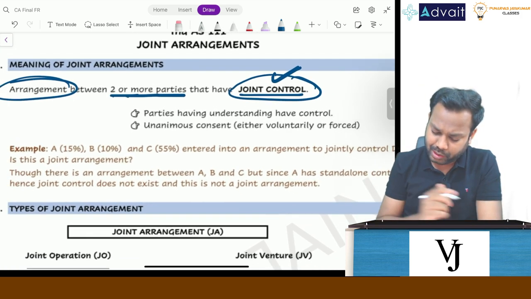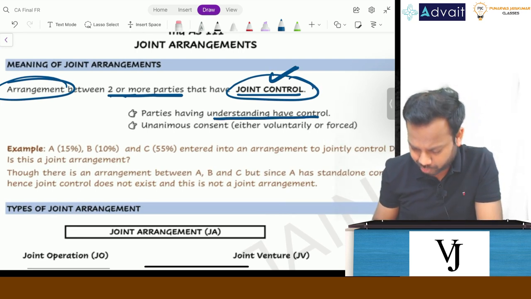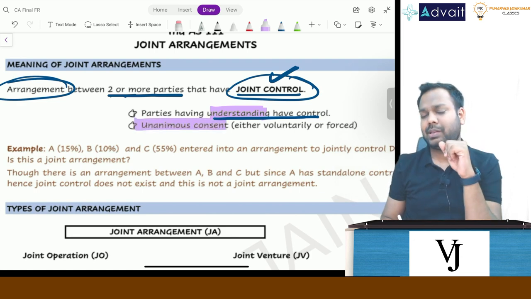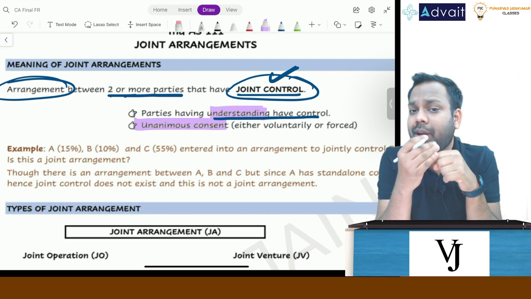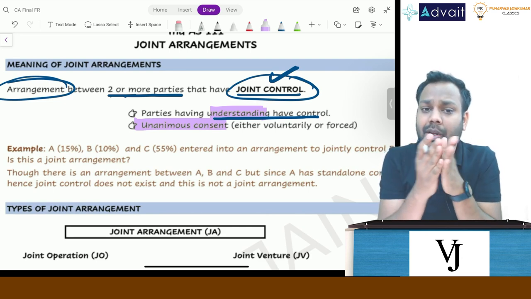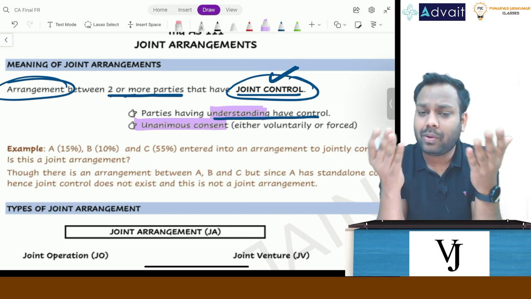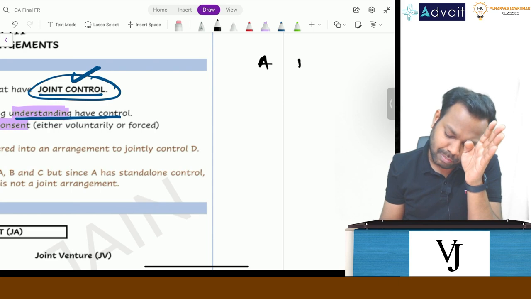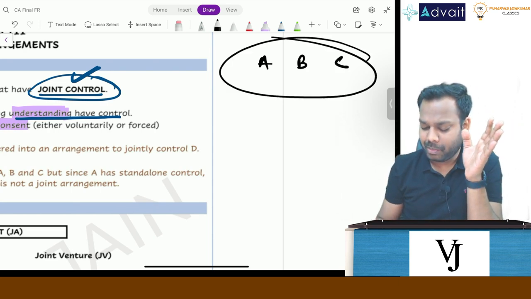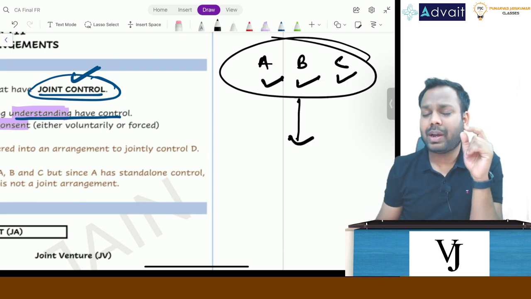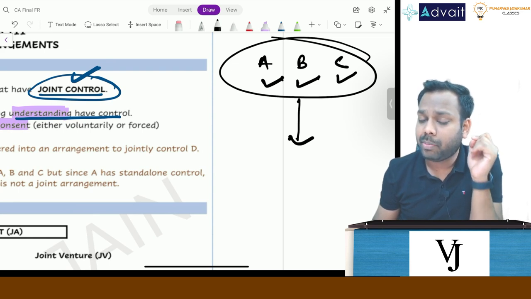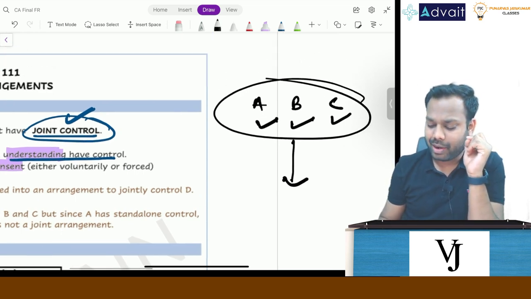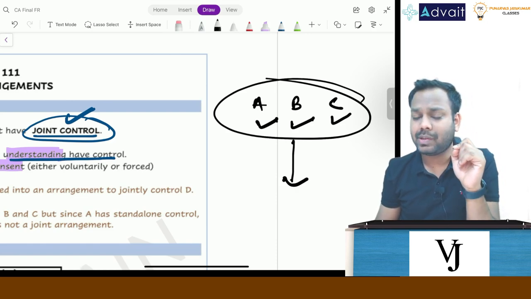The standard says joint control means parties having an understanding. So the first important point is that the parties have an understanding. Second, they have unanimous consent: when they are taking decisions, all the parties have to agree to a point, and only then will they take a decision. Let's suppose there are two or more parties A, B and C. For joint control to exist, whenever they have to take any decision, all of them have to agree, meaning they have to become one. If they become one and take a unanimous consent and take a decision, that is called joint control. They have an understanding between them, and they take unanimous consent of each party and only then take a decision.